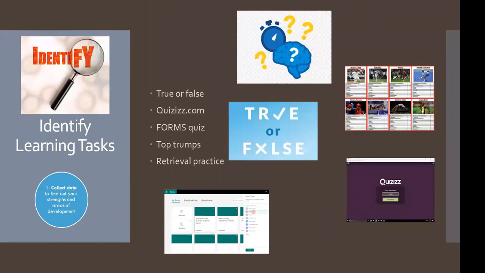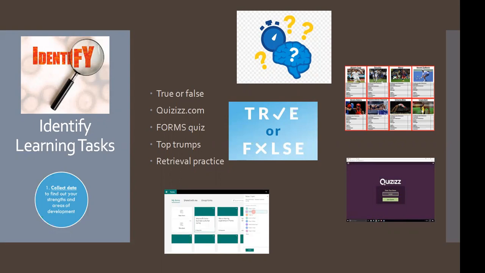So some of the things that we use for identify is we use true and false sort of quizzes with them. We also use quizzes, which is something that's an interactive tool. It's like a multiple choice game. You can use it in class. We use it for homeworks as well. We use it for revision. Forms, if you're not savvy to Forms yet, I would really advise you to try and get your head around that during this time of lockdown. In Forms, you can create a quiz, assign marks to it, and it does the marking for you.